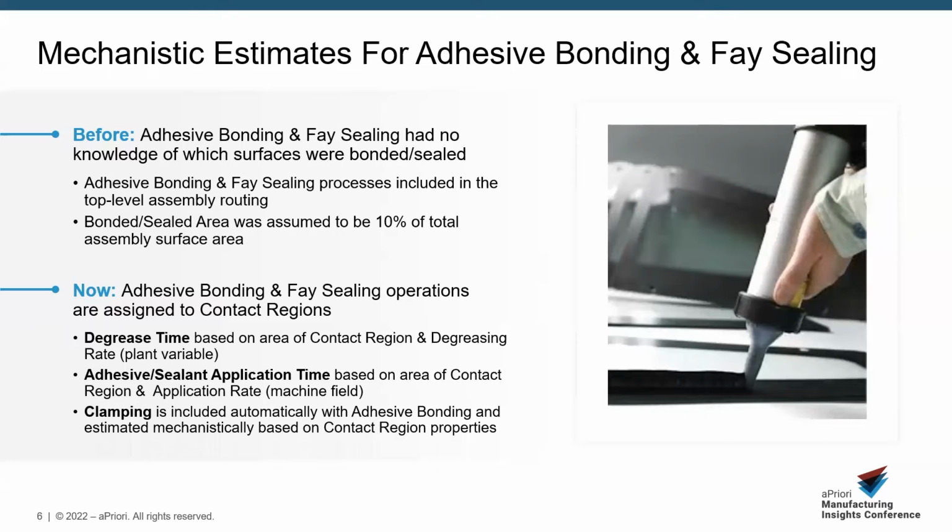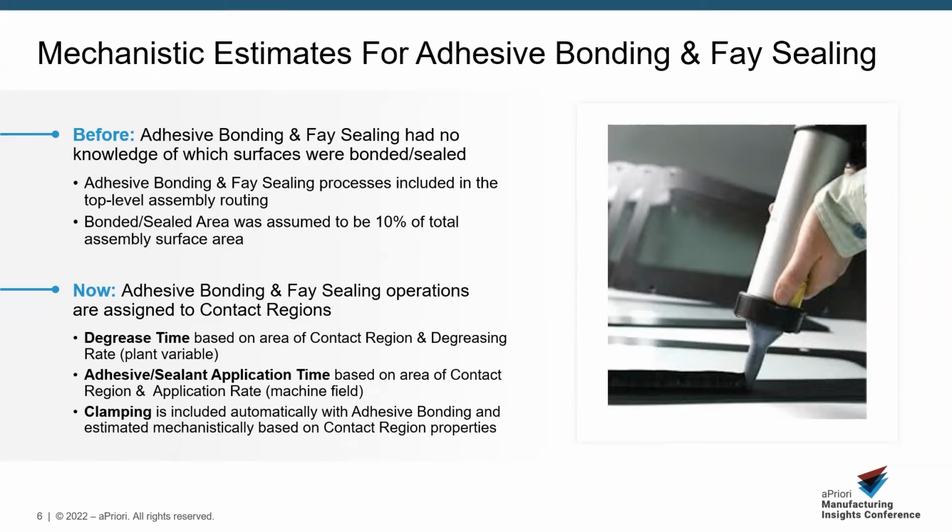For adhesive bonding and phase sealing, we now use the area of the contact region to estimate the cycle time. We have a degreasing rate and a bonding application rate in area per unit of time, so square millimeters per second or square inches per second. And then when we combine this with the area of the contact region, it gives us an estimate of the time required.